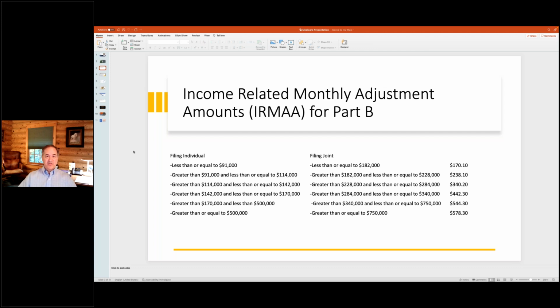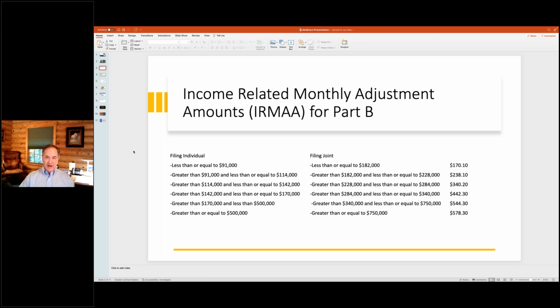That's what most people actually pay. If you're filing jointly, let's say with your spouse, and you're showing less than $182,000, then you're paying $170.10 as well. But if you are considered by the government to be a higher income earner based upon your income, then you can see it right there. Let's say you're filing jointly and you're between $182,000 but less than $228,000, then you would end up paying $238.10 a month for your Medicare Part B.